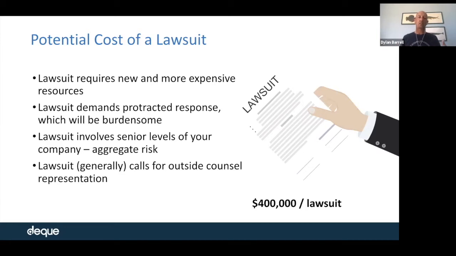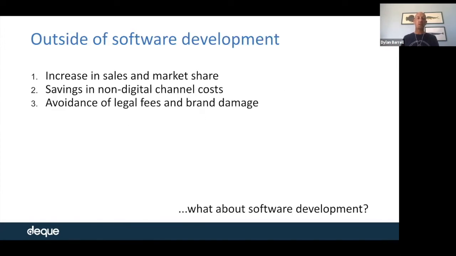So you pay this, and it's on top of all the downsides that we just talked about that you're not taking advantage of, in addition to the cost of now having to remediate anyway, and often remediate on a timeline that you don't control, which makes it even more expensive. Okay, so we've looked at three things outside of software development that are huge opportunities either for savings or for increasing your sales and your market share.